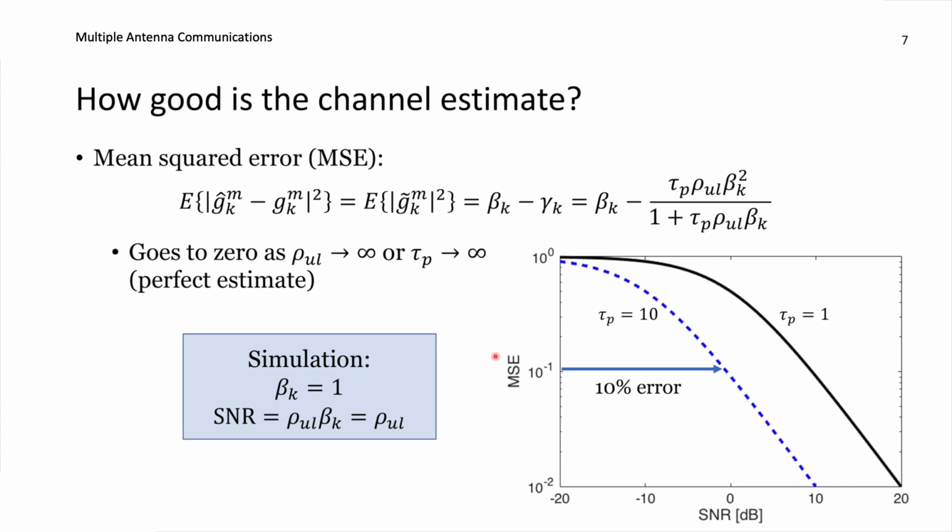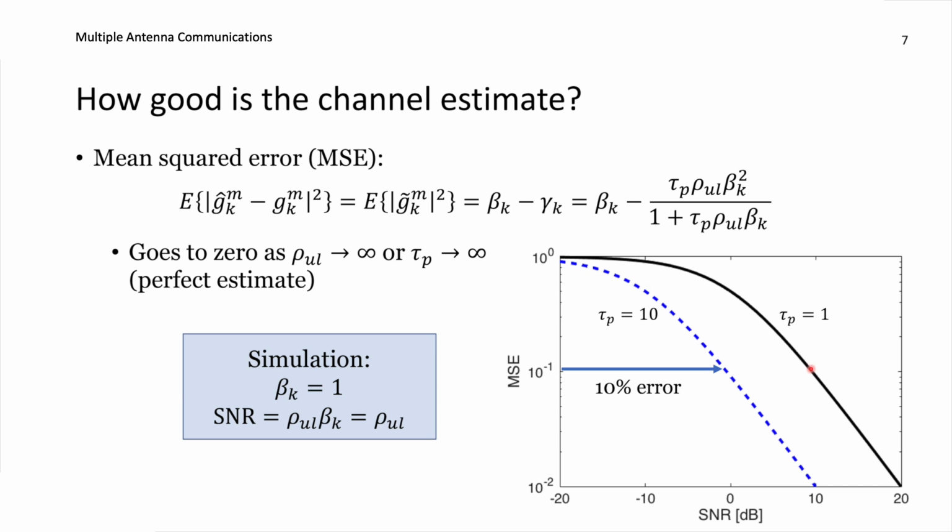And we can think about what is a typical mean squared error that we would like to achieve. Well, maybe 10 to the power minus 1. In that case, we have 10% error. That could be at least enough in some cases. And in this case, we would like to have either 0 dB when we have a pilot sequence of length 10, or we need 10 dB if we have a pilot sequence of length 1.